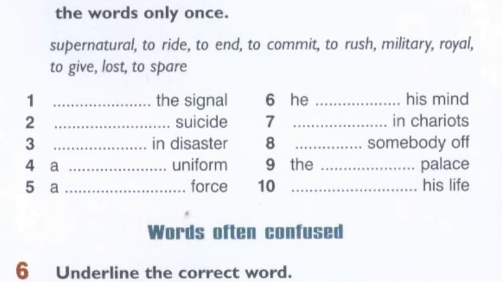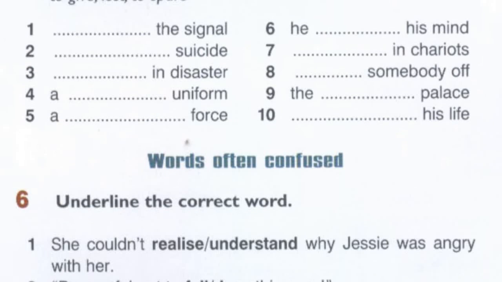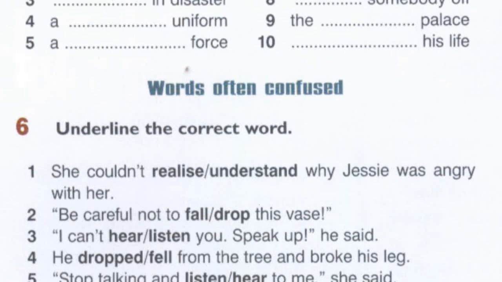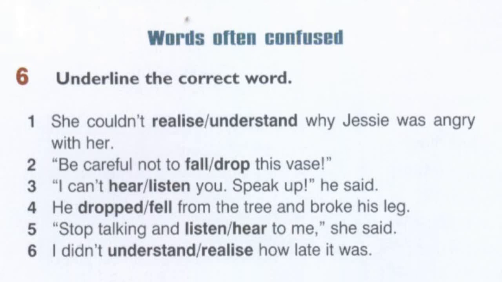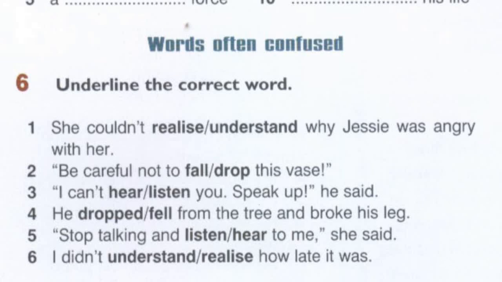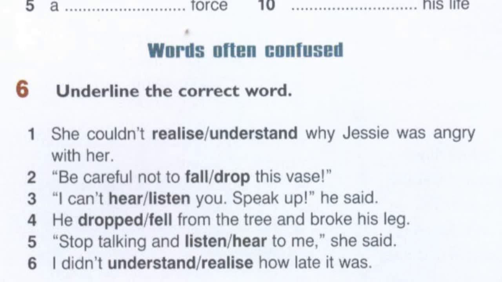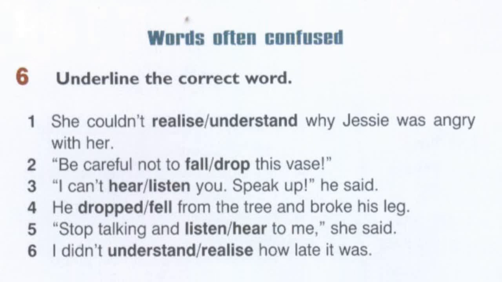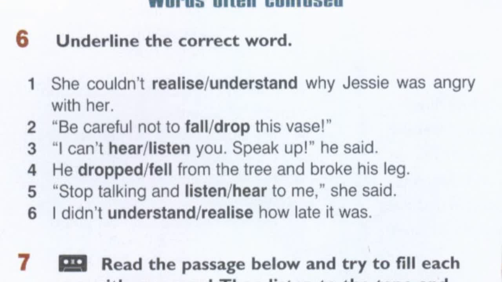And number 9, the royal palace. And number 10, to spare his life means to save his life. Okay, let's move to exercise number 6. And again, in exercise number 6, you are supposed to underline the correct word. And the title is words often confused. Number 1, number 2, 3, and number 6.